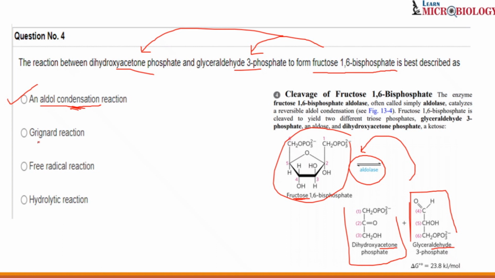Yes or no? Because a Grignard reaction is one wherein we add certain metal molecules, which is not required here. Similarly, a free radical reaction is not required, because there are no free radicals in this molecule. Hydrolytic is not correct, because hydrolytic means breakdown, and our reaction is not a breaking reaction, correct? So our correct answer will be aldol condensation only. This is not there in most of the books, but in the literature it is given that it carries out aldol condensation. The reaction mechanism is similar to aldol condensation. I hope this is understood.